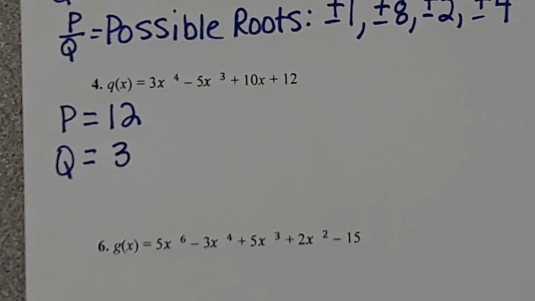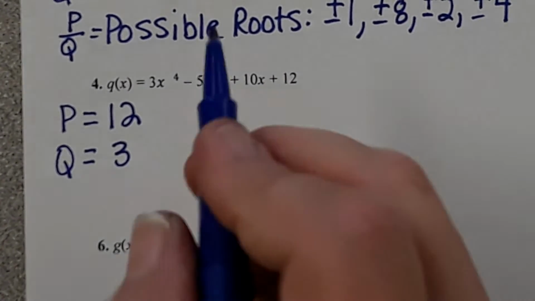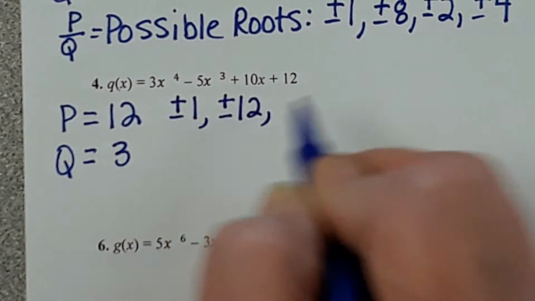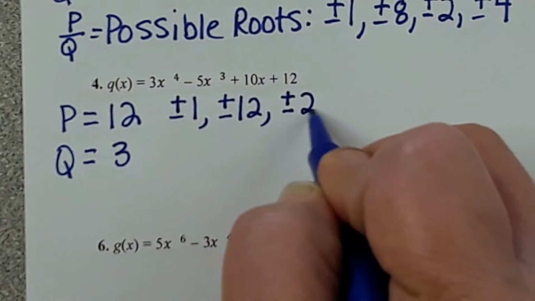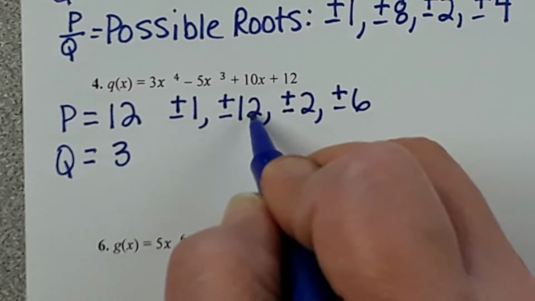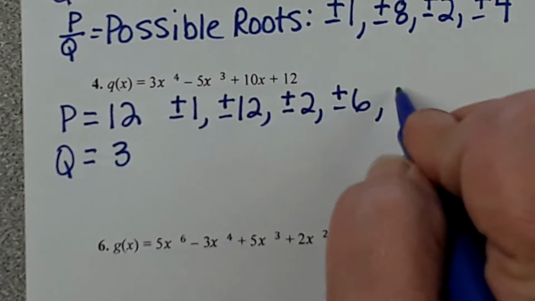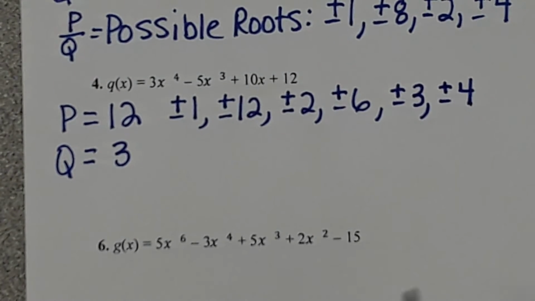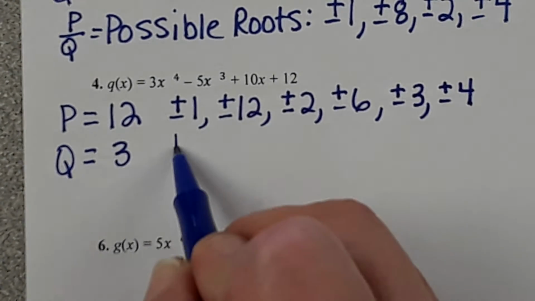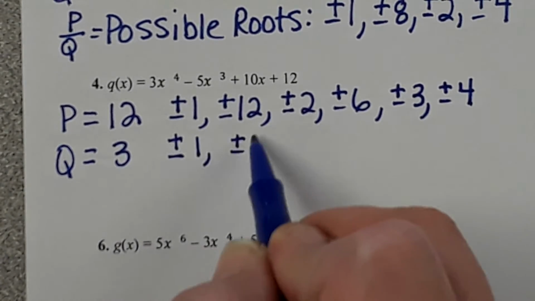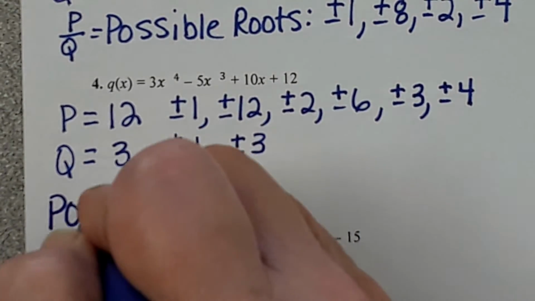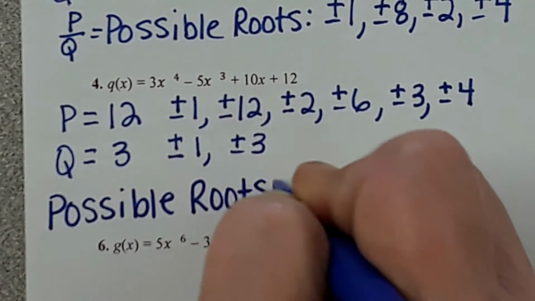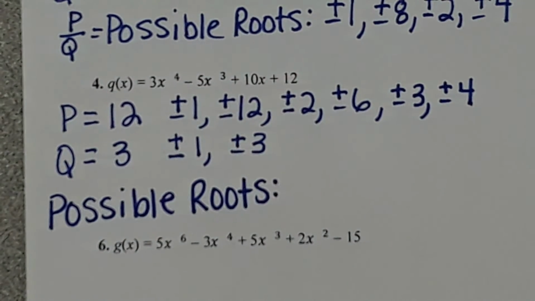So what are the factors of 12? Basically, what can you multiply to get 12? You can get plus or minus 1, plus or minus 12. Plus or minus 2, plus or minus 6, right? Because 1 times 12 is 12, 2 times 6 is 12, plus or minus 3, plus or minus 4. What are the factors of 3? Plus or minus 1, plus or minus 3. Possible roots.